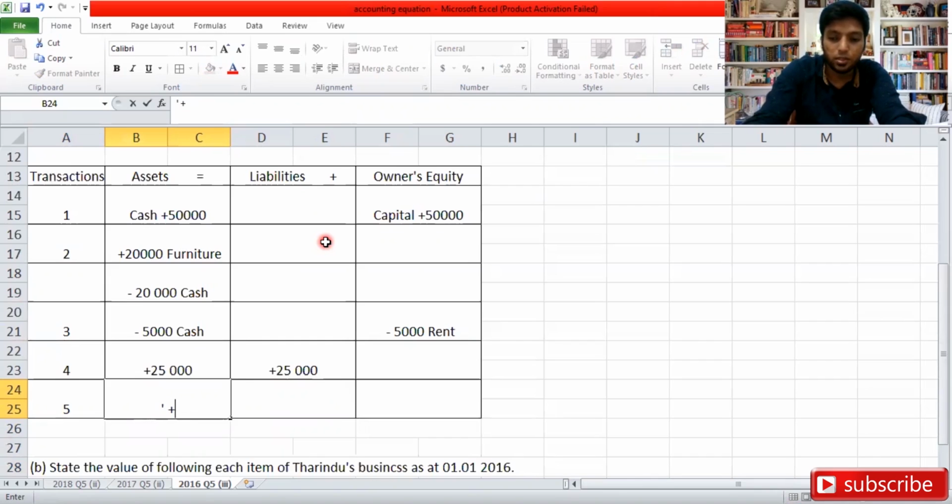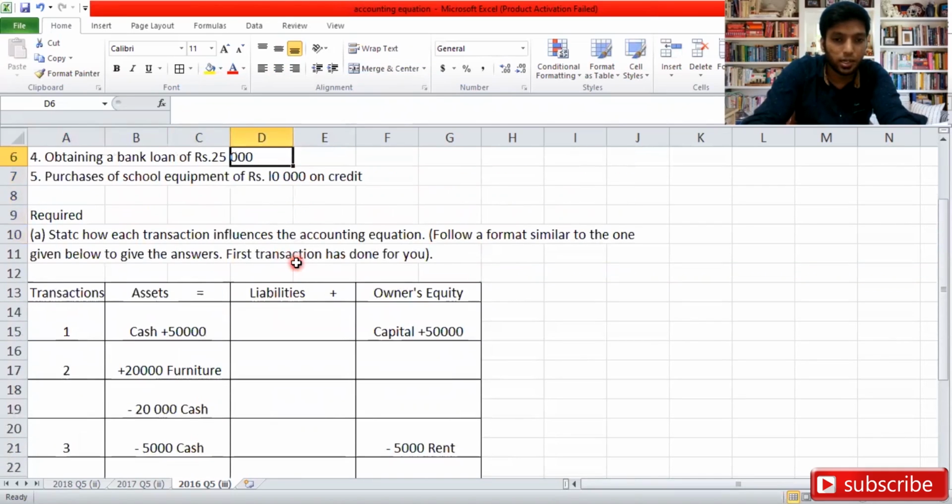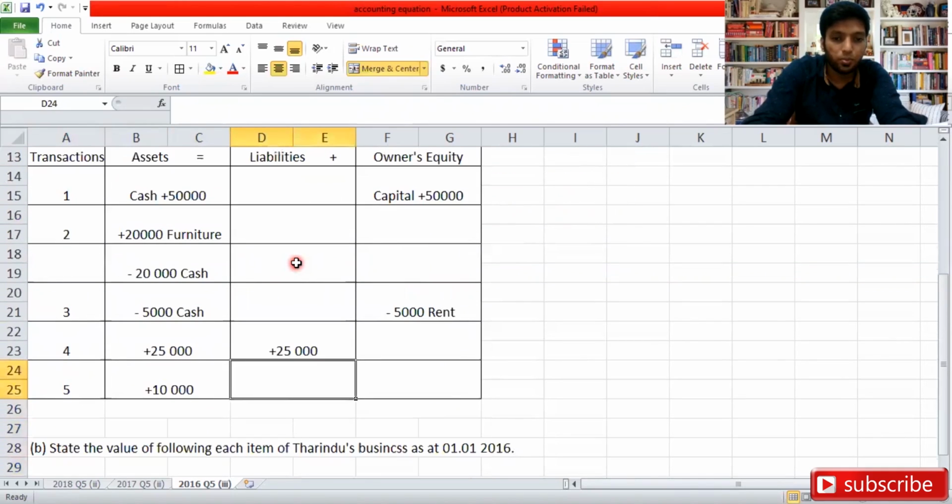So I will write here 10,000, and also I will write here owner's equity. When money is coming to the business, which is 10,000, owner's equity will not get affected. What is going to get affected is liability because we are going to purchase on credit. The school equipment, if you see here, they are purchasing on credit. Now let's take it as a liability and plus it up because it's a thing which you are taking on credit. So you need to plus 10,000 as credit.